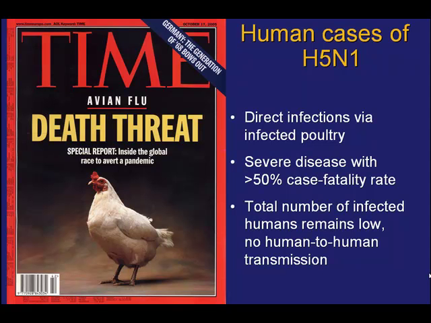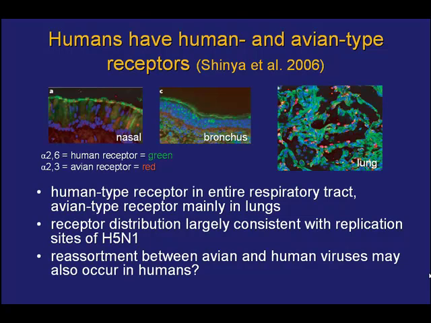human cases. And the most important thing is that the virus still fails to spread from human to human. And this is the major reason why it has not caused a pandemic so far, despite all the predictions about an inevitable bird flu pandemic and all those pandemic preparedness plans.